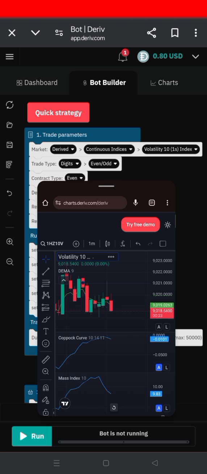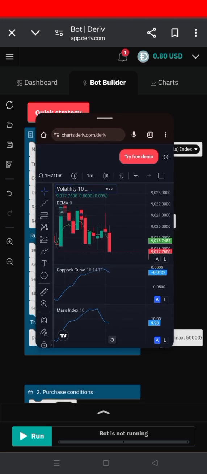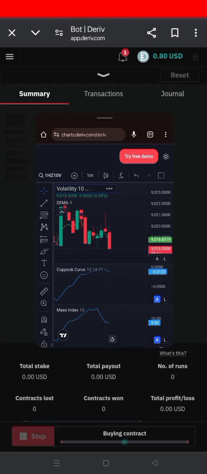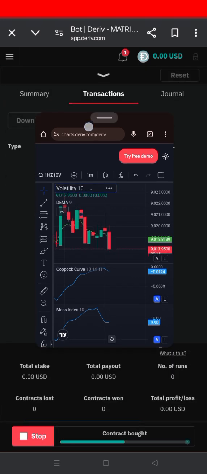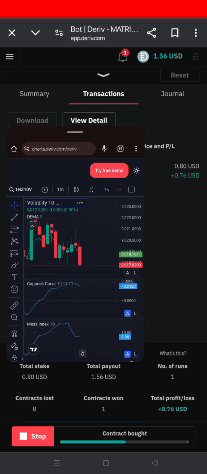You can see the candlestick forming currently is bearish, so it's the appropriate time to run for even. So I run my bot, and don't overtrade. Remember these key indicators. You can see the second win, and then let's see whether we can win the third win. And first I close the bot.